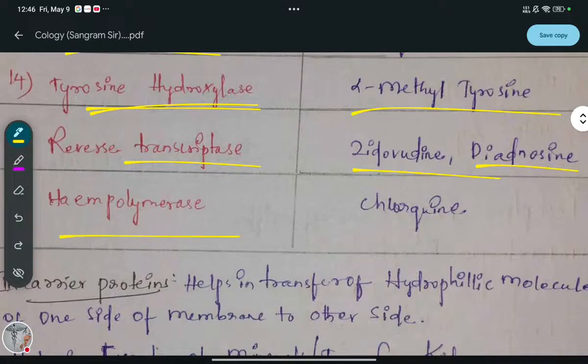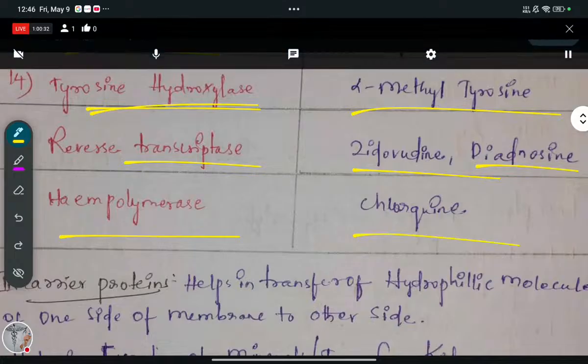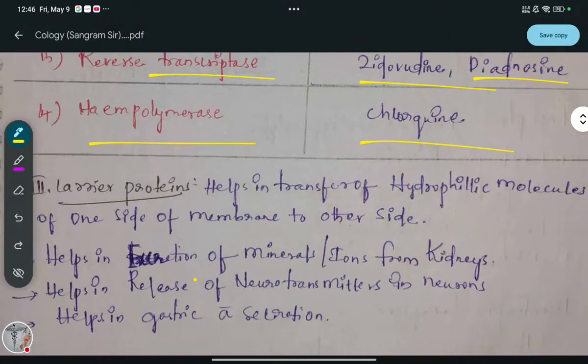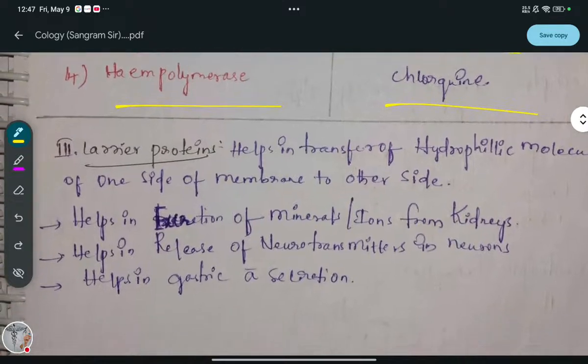Next is heme polymerase. Heme polymerase is blocked by chloroquine. Next, the third target is carrier protein.